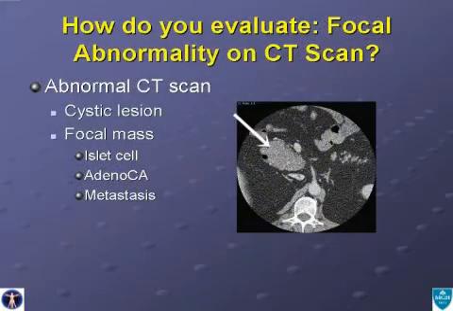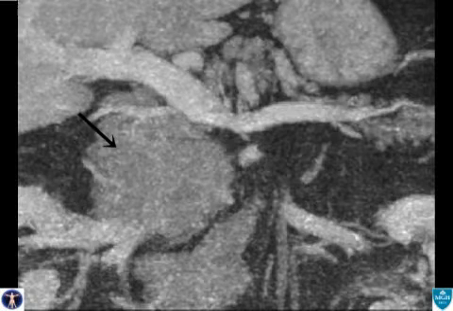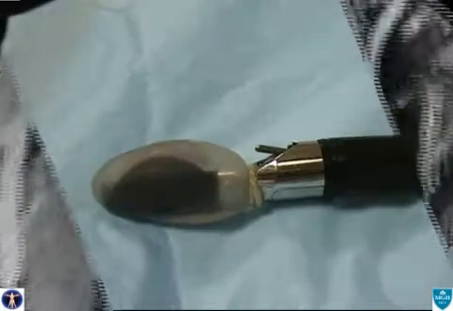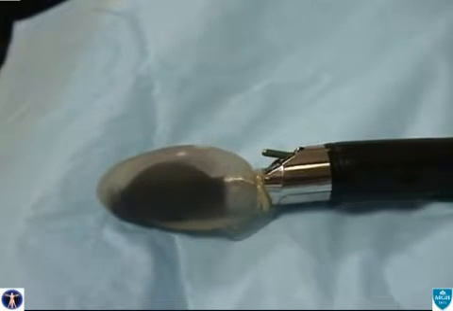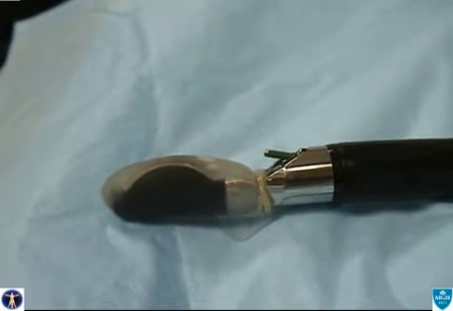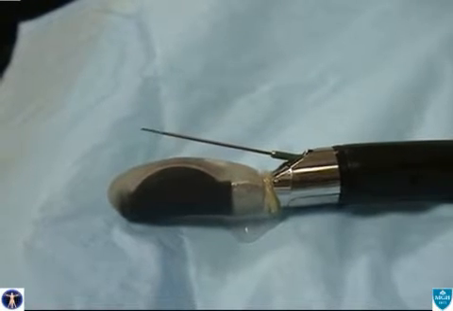This is a 65-year-old gentleman with a focal lesion in the uncinate process of the pancreas, representing either a cyst or a mass or a metastasis to the pancreas. We are going to examine the area with a curvilinear echoendoscope. You can see the transducer covered with a fluid-filled balloon, and a sheath is seen protruding from the instrument channel.